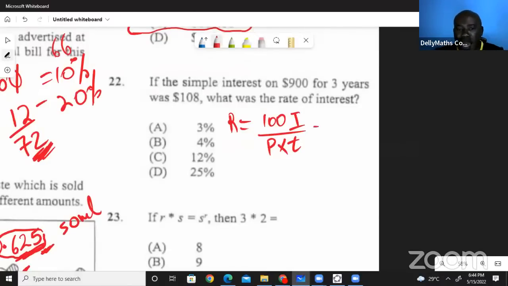So now the rate is going to be 100 times your interest. They did tell us the interest for how many years though? 3 years. Remember, the interest for 3 years was that. So we're talking about 108 all over the principal, which is 900, times 3. Those are the values, but you could cut down a lot of things. We cancel 2 zeros there. The reason they give you these numbers is because they can be divided: 9 into 7 one time, and 9 into the 10, 1, carry the 1, 9 into that gives you 12.